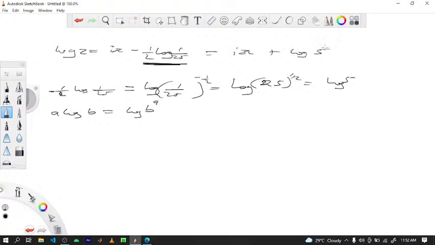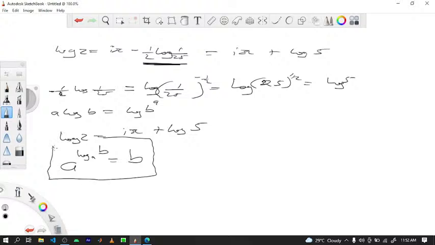You are supposed to find the magnitude of z. So you have log z is equal to i pi plus log 5. How do we find the magnitude of z? We can simply take inverse logarithms, right? Now remember, there is an identity in log which says that if you have a to the power log to the base a of b, it is equal to b. So keep in mind this identity here.